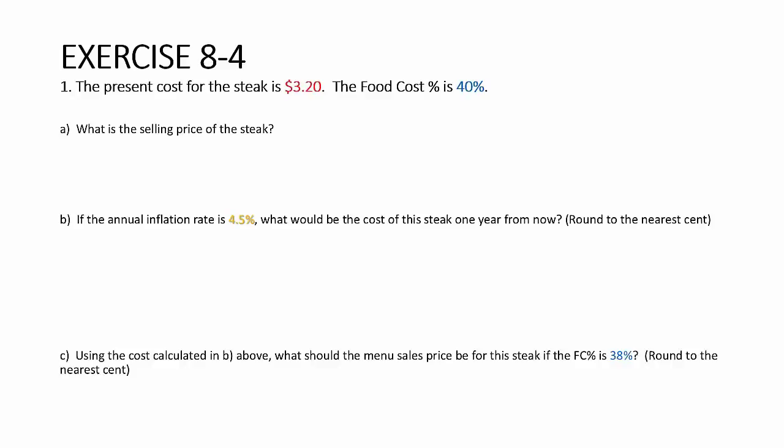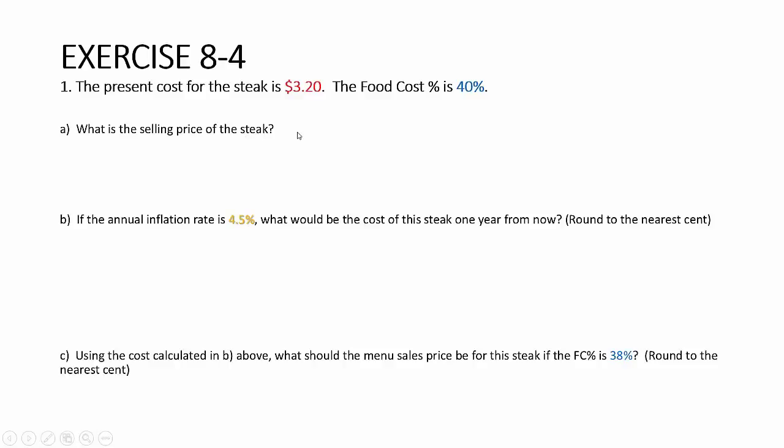So, keeping in mind the menu that we've just seen, they tell us that the present cost of the steak is $3.20 and the food cost percent is 40%. Those are the two pieces of information they give to start us off. The first question is they want to know what the selling price of the steak should be.